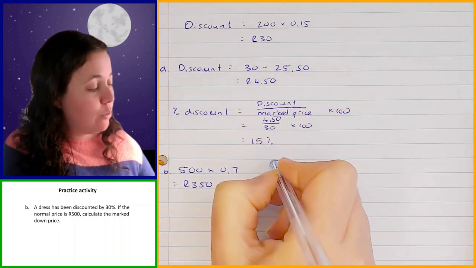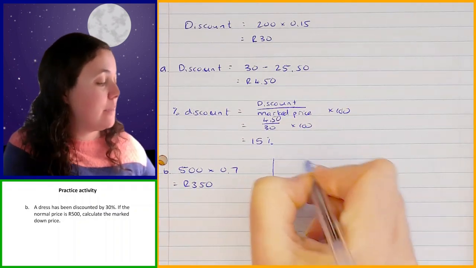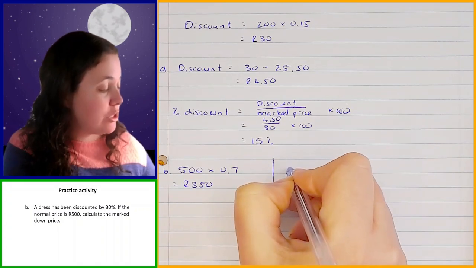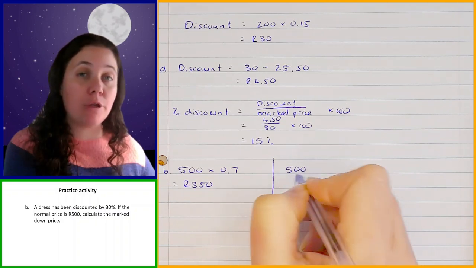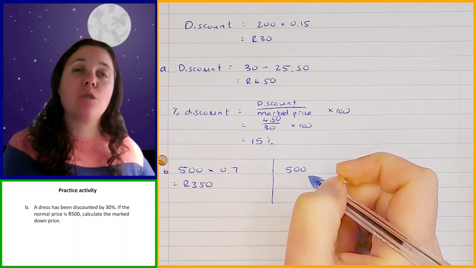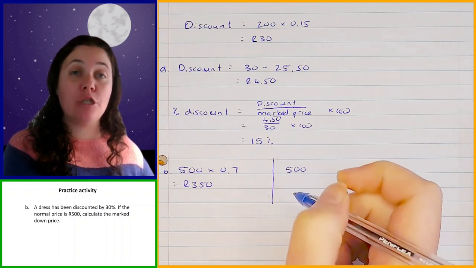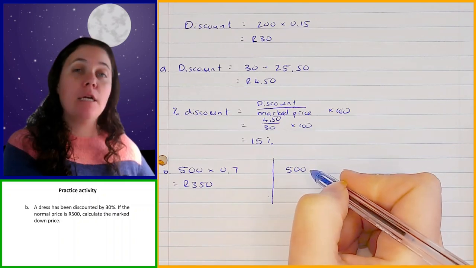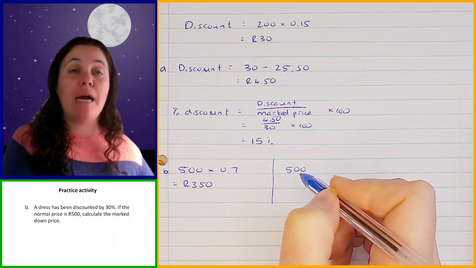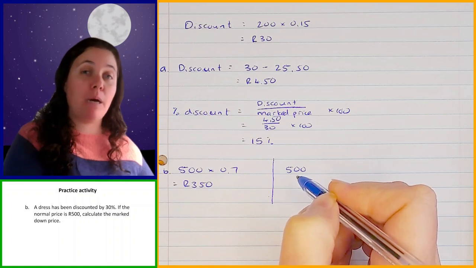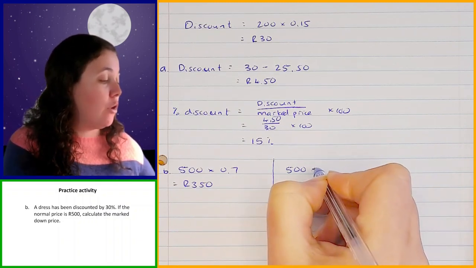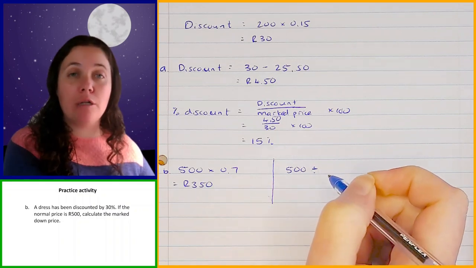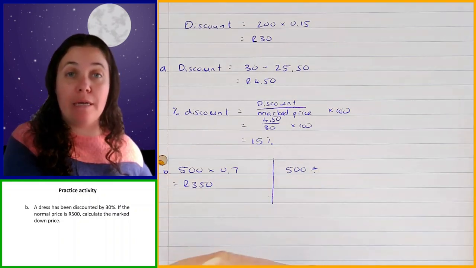Now, the other way that I want to show you is to take the normal price, which is the 500. This is what we have, okay? This is the amount that we know. And if you think back to what we were doing when we did our percentages part of the lesson, where we said, you take the percentage you have, you divide by what you have, and you times by what you want. That's what we're going to do here. Any time that you are trying to work out a percentage of an amount, which is a different percentage to what you already know.